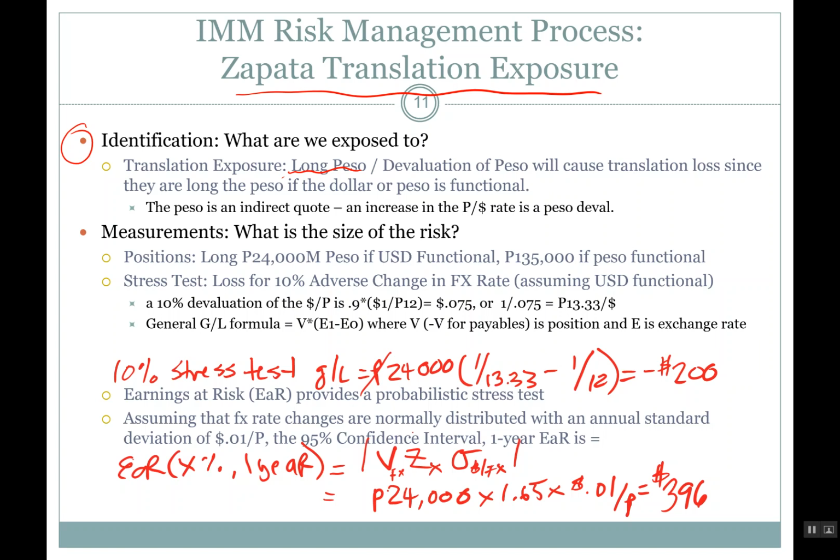All right. Next step, how much can we lose? All right, so we're long the peso, how much can we lose? The first thing to do is get your position. If the dollar's the functional, your position is you're long 24,000 pesos. That's the net asset position that has to be revalued.